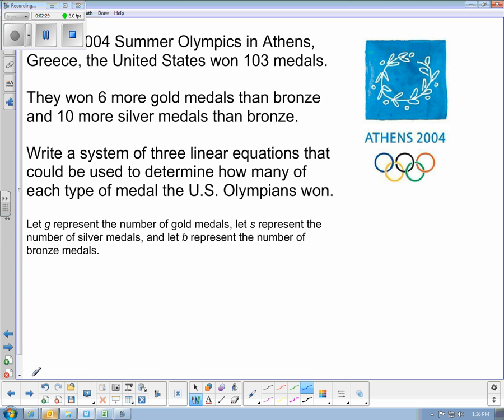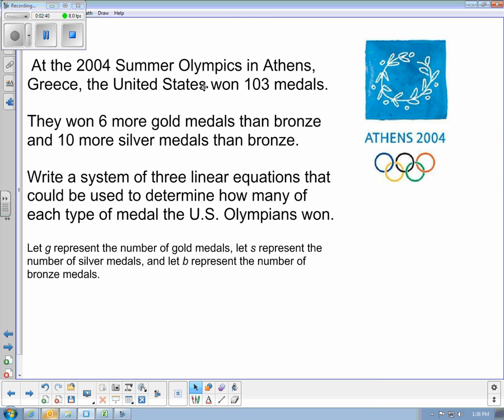If we've got three variables, that means we need to have three equations. That's the only way that we can solve a system with three variables. So let's look at our next example. In the next example, it says that at the 2004 Summer Olympics in Athens, Greece, the United States won 103 medals. They won six more gold medals than bronze, 10 more silver medals than bronze. Write a system of three linear equations that could be used to determine how many of each type of medal was won.